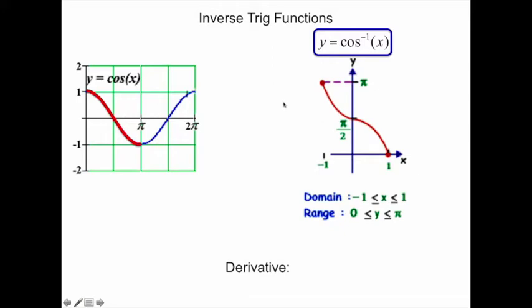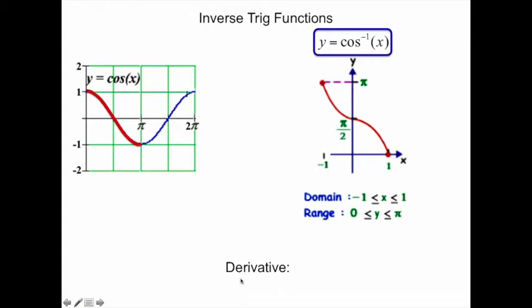So looking at the cosine function, here's our cosine function from 0 to pi, and when we take the inverse, that becomes the range. The domain here is from -1 to 1. The range here for this cosine function is -1 to 1. That becomes the domain of the inverse, just swapping those x and y's.